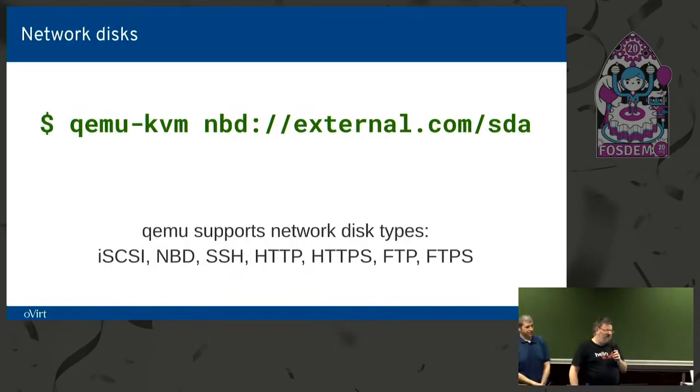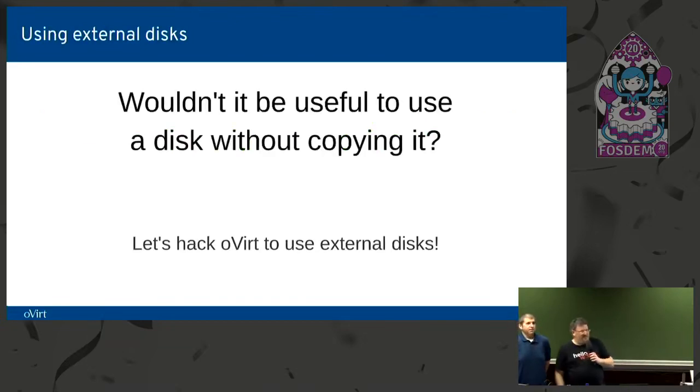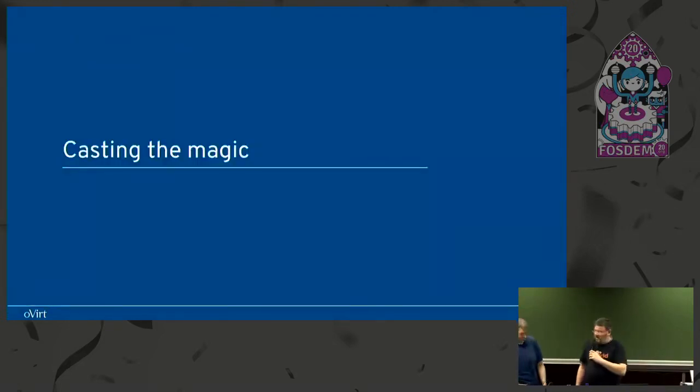What you see here is a real QEMU command line running a VM without any disk, with an NBD URL. We know that QEMU is very complicated and the command line is very complicated, but this is a real command line that works. And QEMU supports a lot of external disk formats, network disks like SSH and HTTP and FTP and many others. So I think it would be useful to use some disk on another system without copying it. Let's try to change Overt to do it. Now Daniel will explain how we can cast the magic.